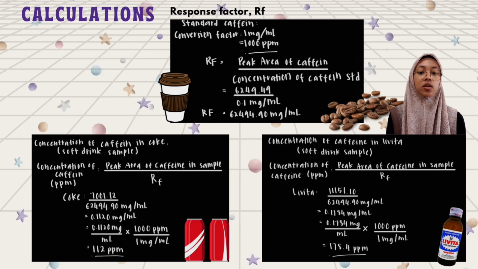are the same as Coke, dividing the peak area caffeine in sample over RF, which is response factor. So from Levita that we obtained from the results, 11151.10 over 62494.90 mg/ml, and then we could get 0.1784 mg/ml, and then times them with ppm in order to convert them. So it would be like this: 0.1784 mg/ml times 1000 ppm over 1 mg/ml, and then the answer would be 178.4 ppm. And that's all for the concentration of samples.